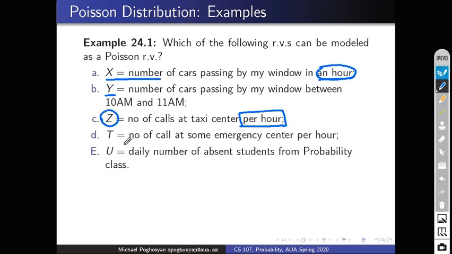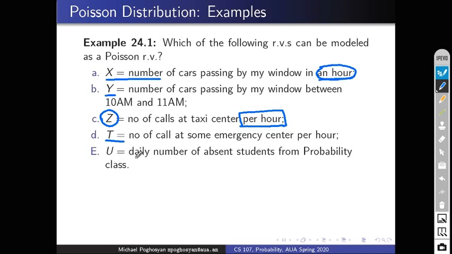But say if we are talking about the number of calls at some emergency center per hour, this can be pretty much modeled by using the Poisson distribution, because the average rate per hour will be the same even at night.